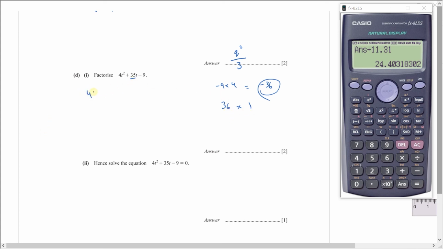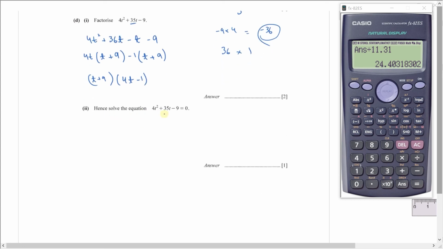So I can rewrite this equation as 4t squared plus 36t minus 1t, which is minus t, minus 9. So 36t minus t gives me 35t. So this is good. And then I can take 4t common here. So 4t, I will get t plus 9. And then if I take minus 1 common here, I will get t, and this negative sign will be converted into positive since I took the negative outside. So this will be t plus 9 into 4t minus 1.